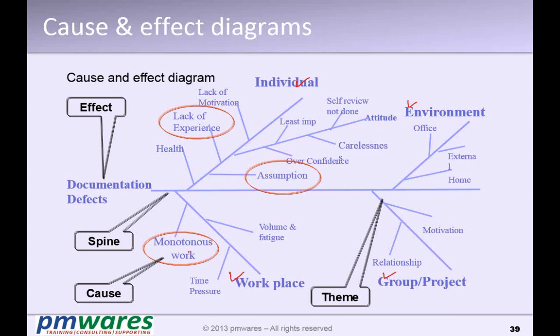If it is workplace, what is this? It is monotonous work, every day doing the same thing again and again. Maybe a lot of work, maybe time pressure. Or if it is group related, then the relationship among the team members, the motivation level among the team, not the individual. You can further subdivide, like here it is attitude, and you say what could be attitude? Carelessness, overconfidence, self-review not done. You can further go into this.